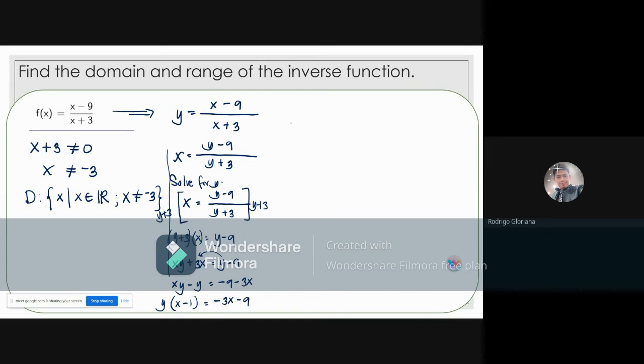So, continue that part. We have now y(x - 1) equal to negative 3x minus 9. Divide both sides by x minus 1 since we are looking for the y equation. So, we have now (-3x - 9)/(x - 1). So, this is now your inverse function. Translated, f inverse of x equals (-3x - 9)/(x - 1).